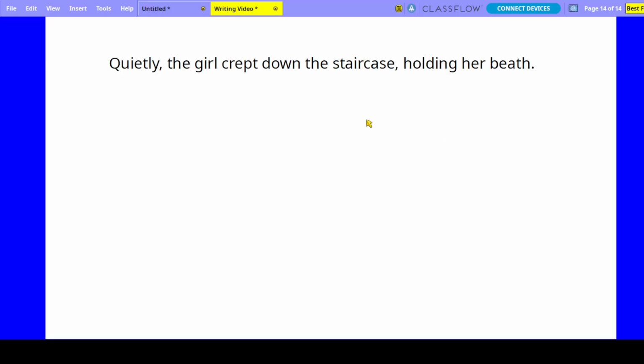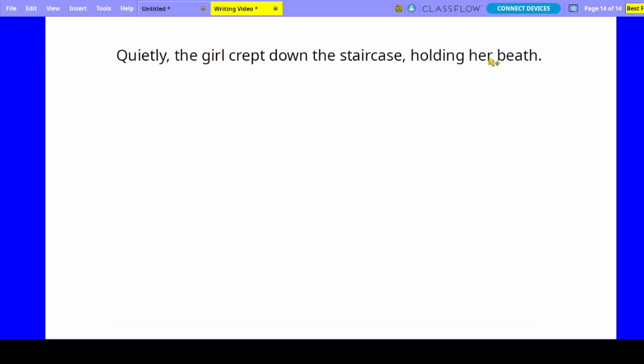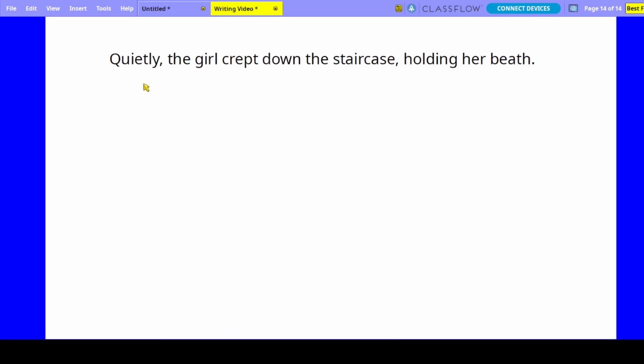To finish off with then, here is a simple exercise that you can try in order to explore syntax a little bit more. This is not my idea, so no credit to me for this, but I think it's a really good idea and I think it works really well for understanding syntax. Here's a simple sentence. Quietly, the girl crept down the staircase holding her breath. So we've got an adverb at the start, quietly. We've got our noun, the girl. We've got two verbs. She crept and she's holding. And we've got our preposition, down the staircase. Staircase is another noun, breath is another noun. So we've got a few different building blocks in there.